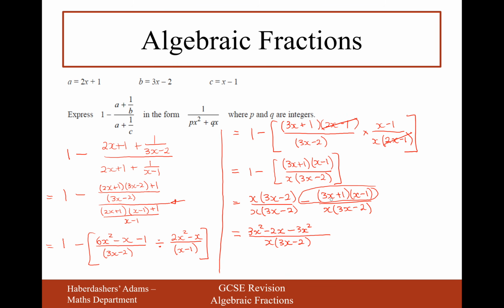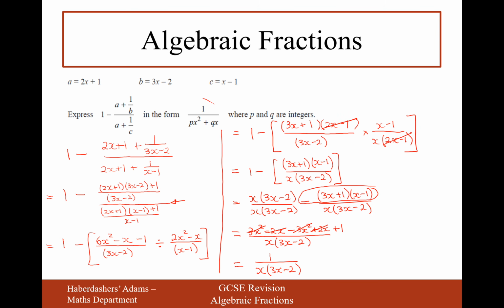It's going to be a minus 3x and a plus 1, so that would be minus 2x, but then the minus at the front here will make it plus 2x. And then it will be minus 1 when we expand here, but it's a minus at the front, so that'll make it plus 1. So the answer here, 3x squared will cancel, the minus 2x's will cancel, and it will be left with 1 over x bracket 3x minus 2.